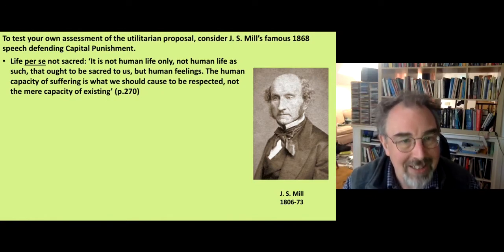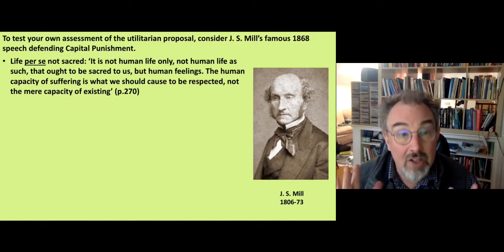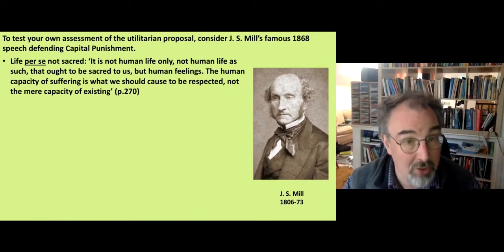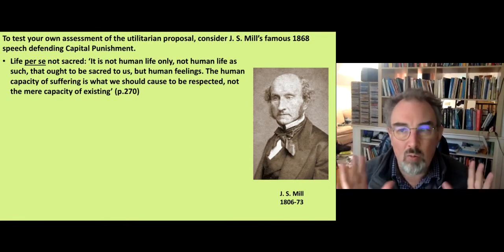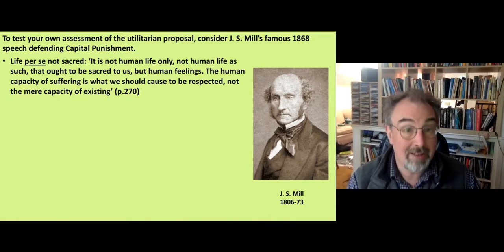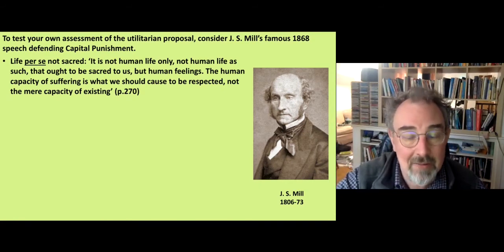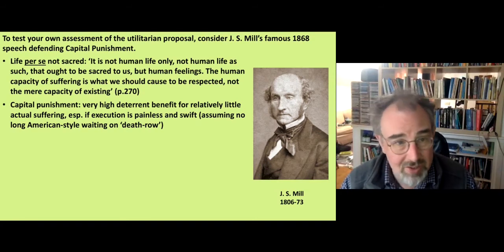life per se, right? He says, look, it's not human life only, not human life as such that ought to be sacred to us, but human feelings, characteristic utilitarian thought. The human capacity of suffering, Mill continues, is what we should cause to be respected, not the mere capacity of existing, right? So we shouldn't engage in this idolatry of life as such and treat it as a kind of sacred dogma. What really matters in this context, Mill says, and here he's thinking in entirely utilitarian terms, is the quality of people's life, the actual hedonic experience of people's lives. And once we've set aside these traditional dogmas about the sacredness of life, Mill thinks that makes room for a sober utilitarian assessment of the benefits and costs of capital punishment.